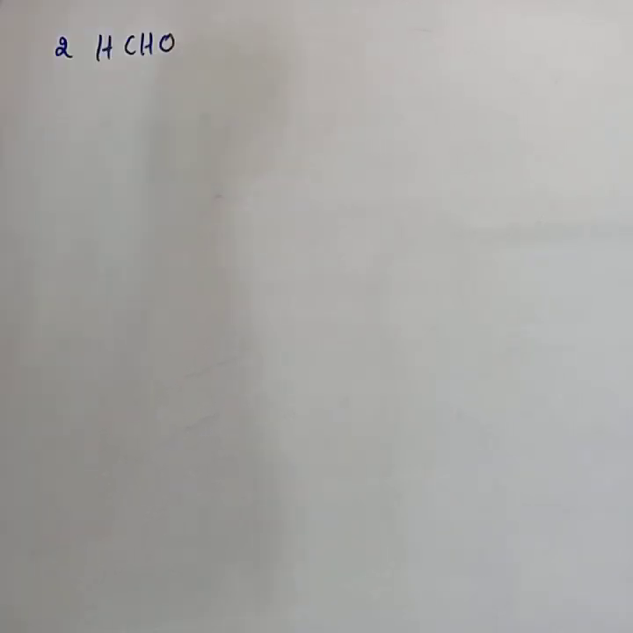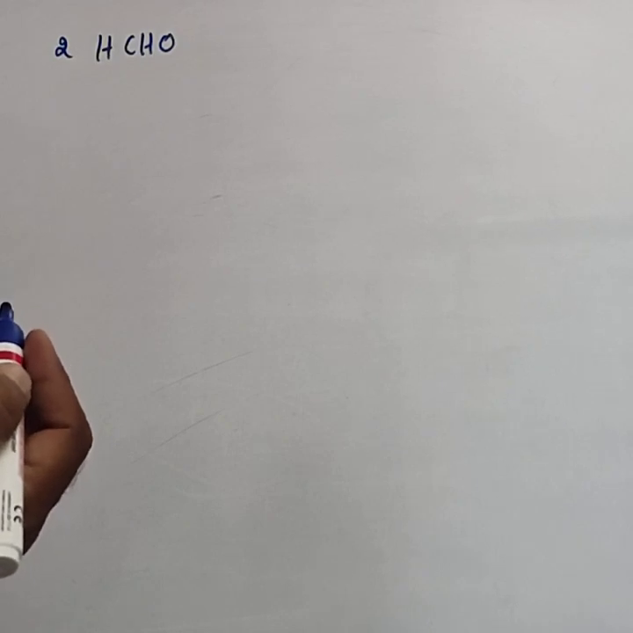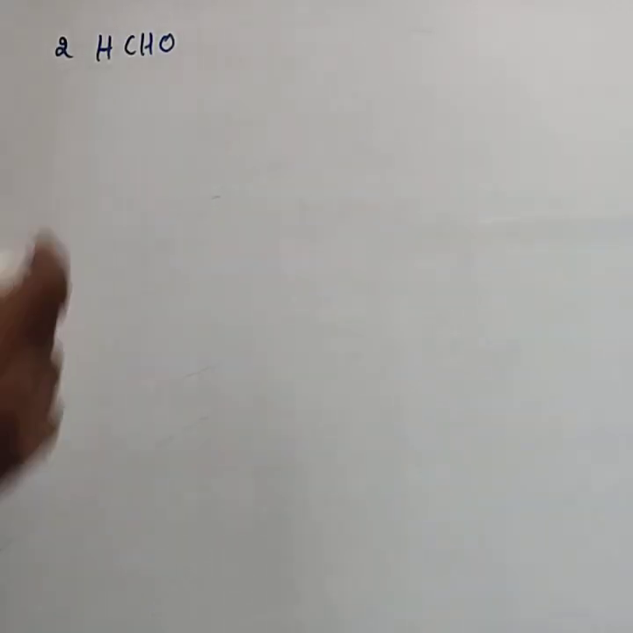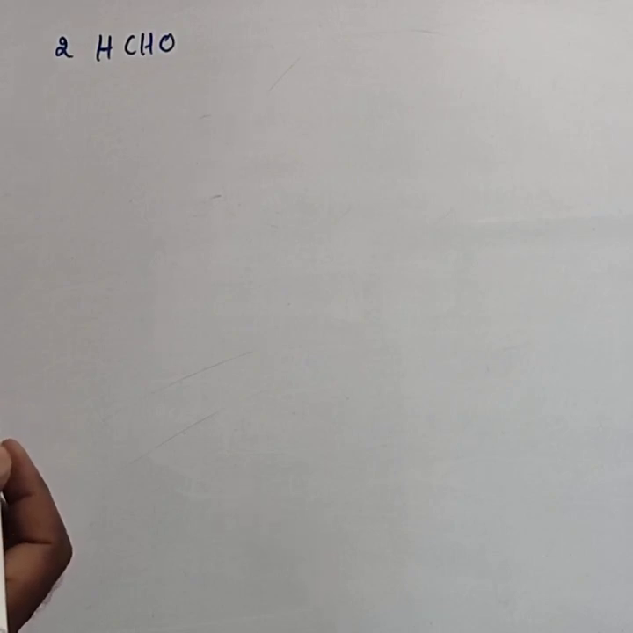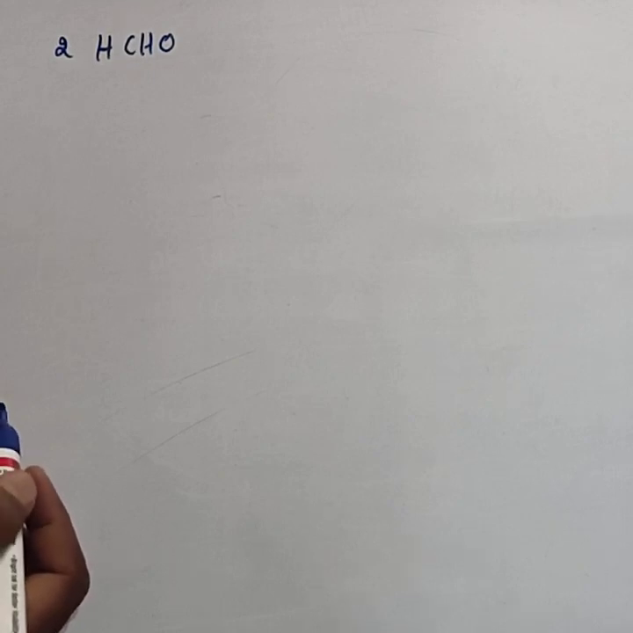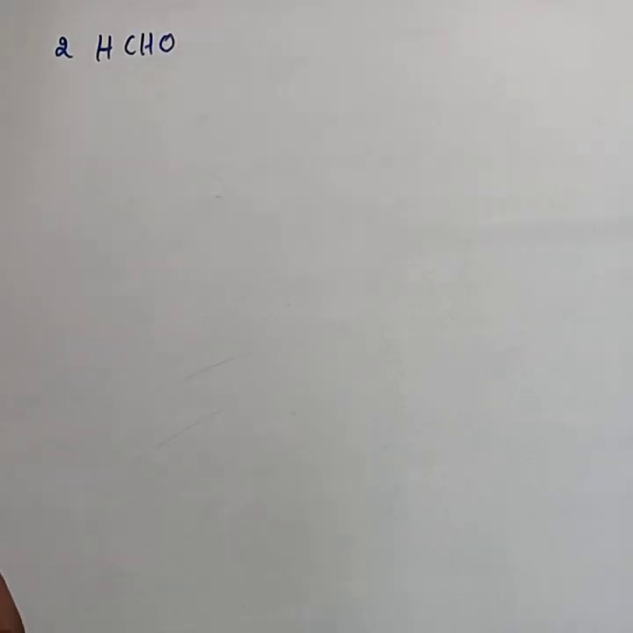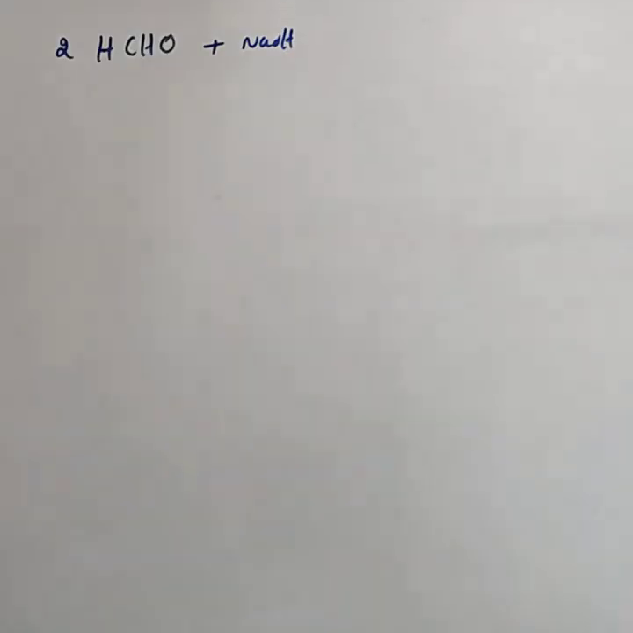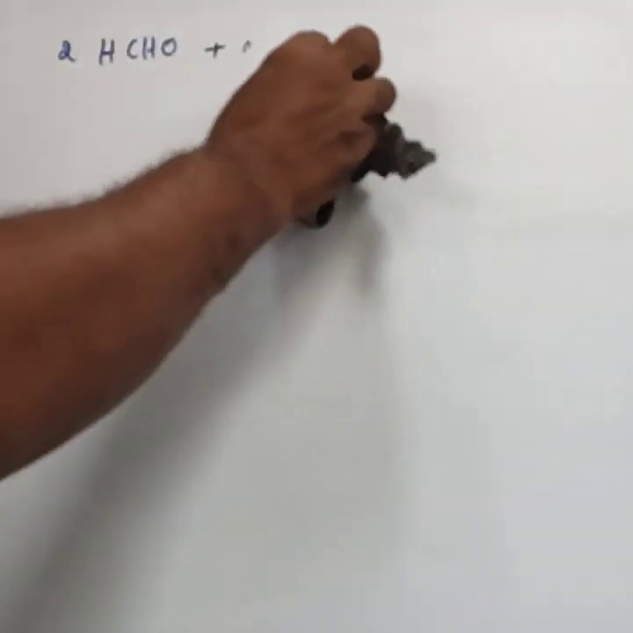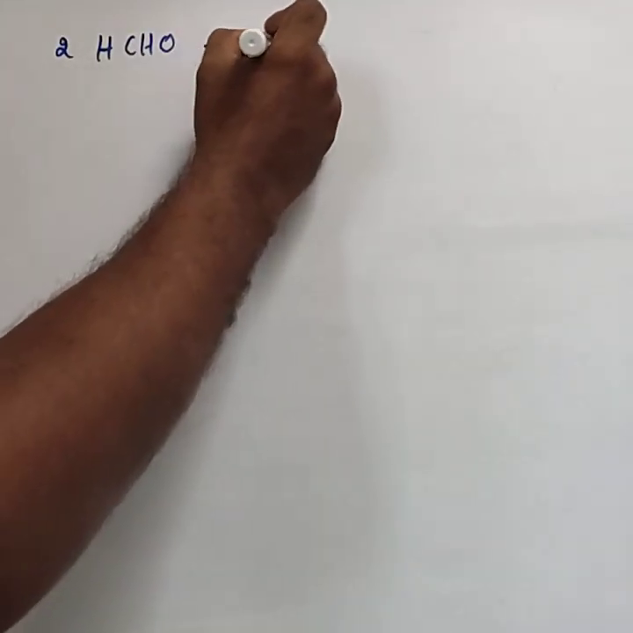You take 2 moles of formaldehyde, HCHO. Formaldehyde does not contain an alpha hydrogen atom. Hence formaldehyde undergoes the Cannizzaro reaction. One more example is benzaldehyde. Why do formaldehyde and benzaldehyde undergo the Cannizzaro reaction? Because they do not contain an alpha hydrogen atom. You treat formaldehyde with concentrated NaOH or concentrated KOH.